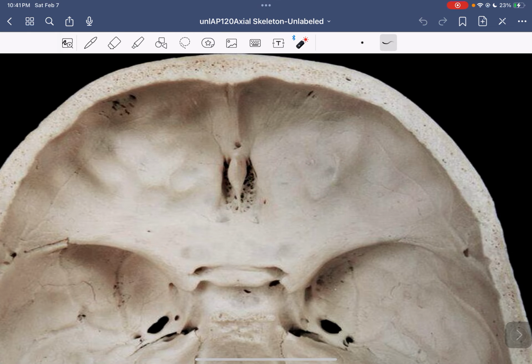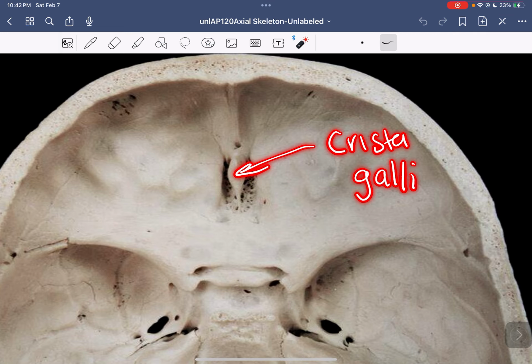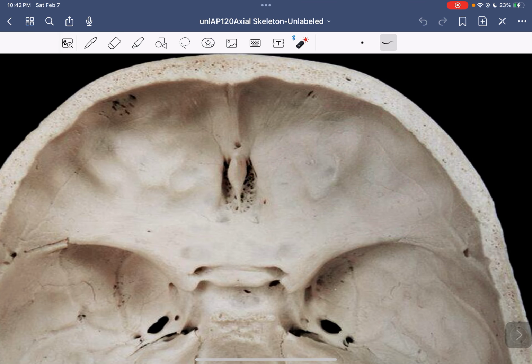Then we can see there's this large, almost looks like a bump, right? So this is our crista galli. Crista galli in the middle. And then the other one we saw earlier inside of the nostril. Remember, that was our perpendicular plate.